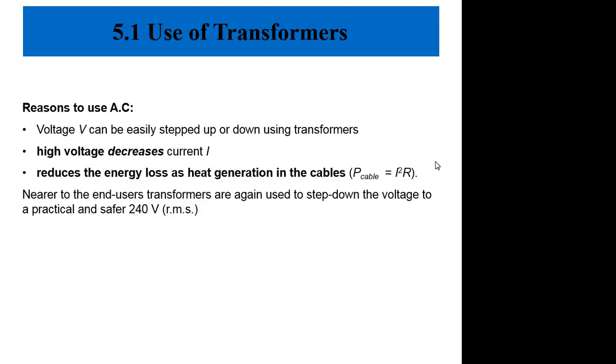So what is the use of transformers? Remember at the start, I told you that the power generated in the power stations is AC. When it's transmitted over the power cables, whether it's AC or DC, there will be power losses because of I squared R. The current through the cable times the resistance of the cable will make you have power loss.